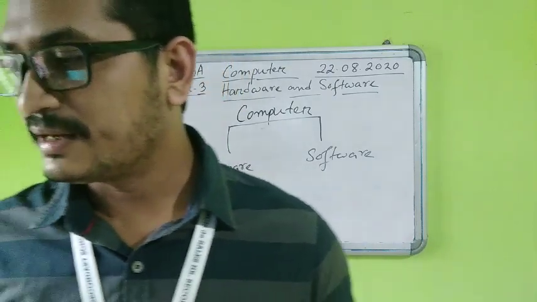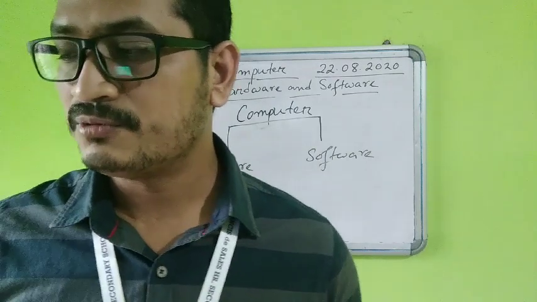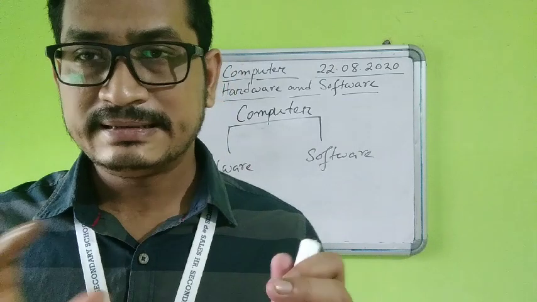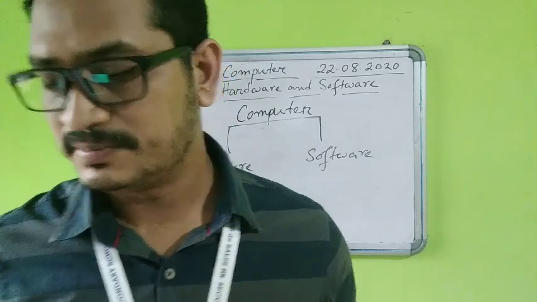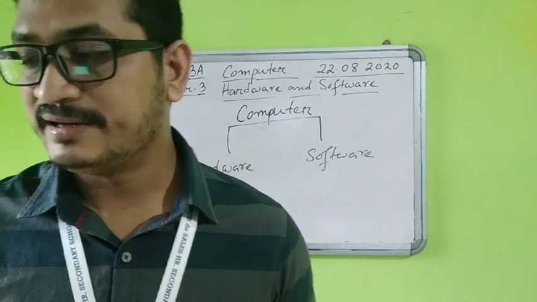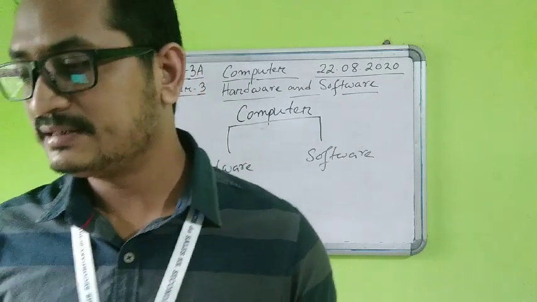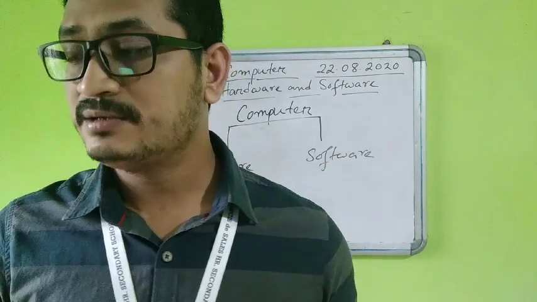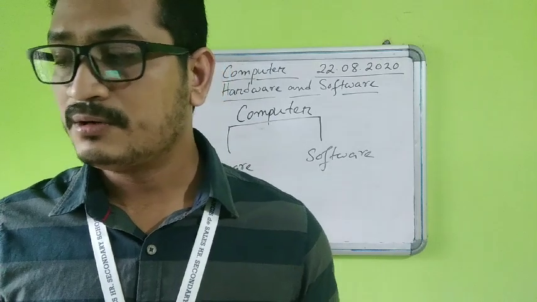The devices which are connected to the CPU by wires or wirelessly are known as peripheral devices. Now it is a very important definition, students. Please write it down in your copy. The definition of the peripheral devices. What is that peripheral devices? The devices which are connected to the CPU by wires or wirelessly.